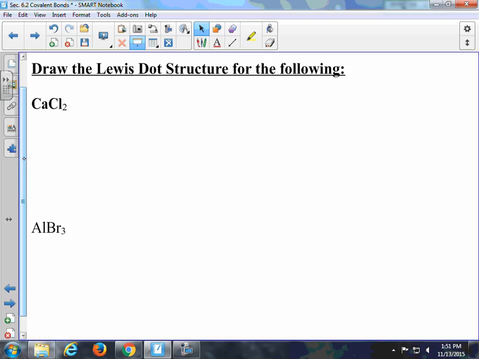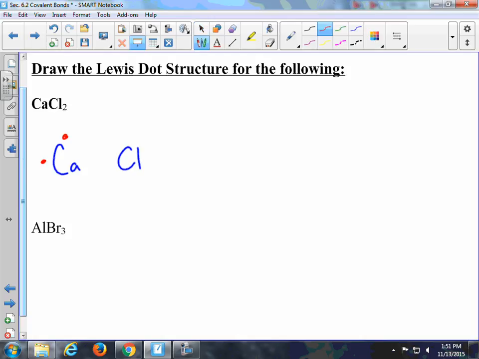So, we have CaCl2. Well, first, let's identify what atoms we have. We have Ca, and we have Cl. Next up is the Lewis dot structure. Well, what is the Lewis dot structure for calcium? How many dots should go around calcium? 2. How many dots should go around chlorine?